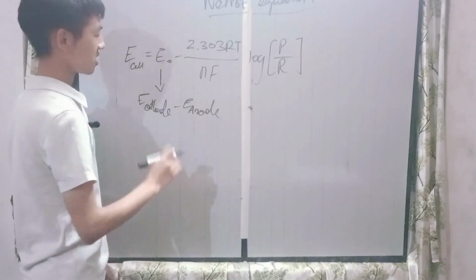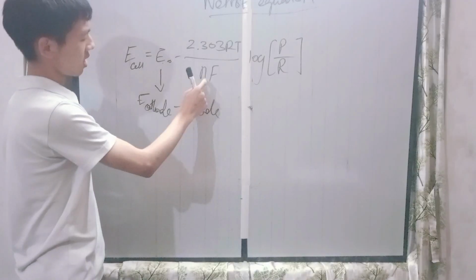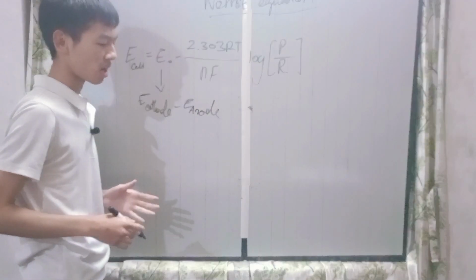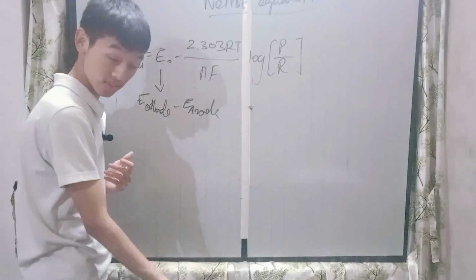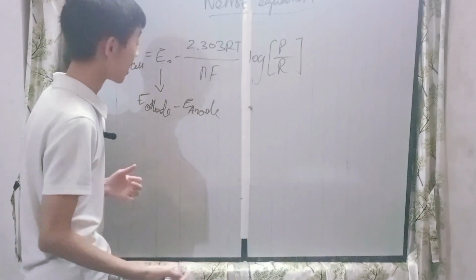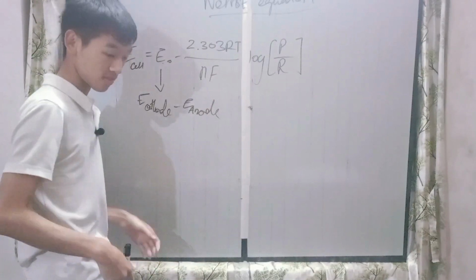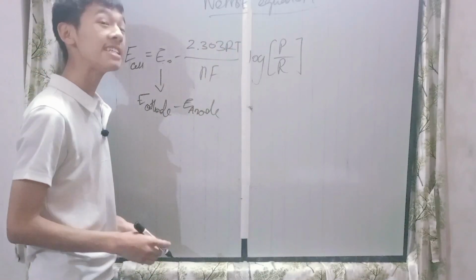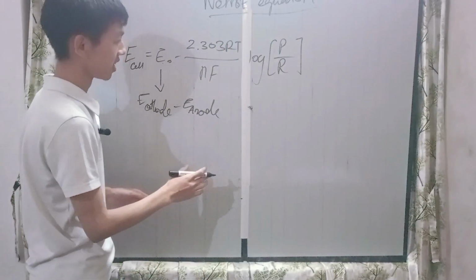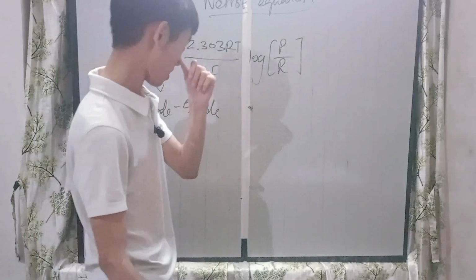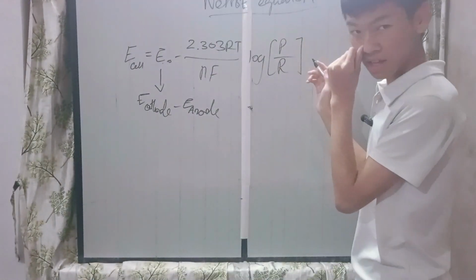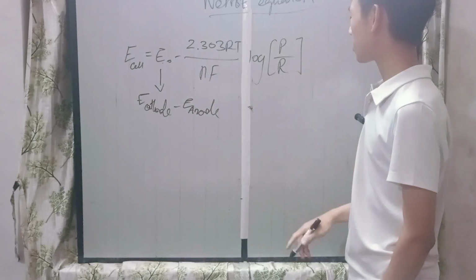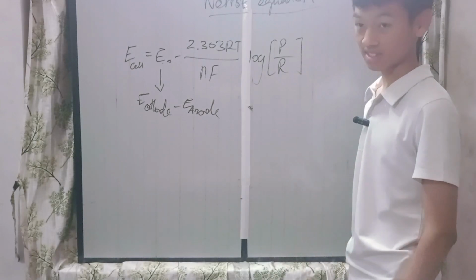Minus nF. n is the number of electrons transferred during the reaction. F is Faraday's constant, R is the gas constant, T is temperature in Kelvin. Log P, where P here is the moles of product, divided by the moles of reactant.